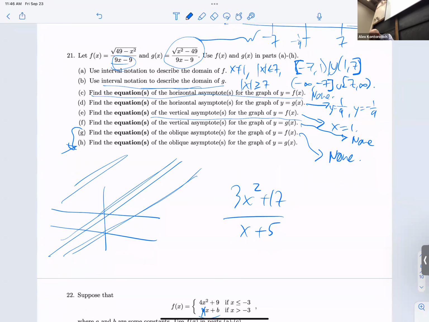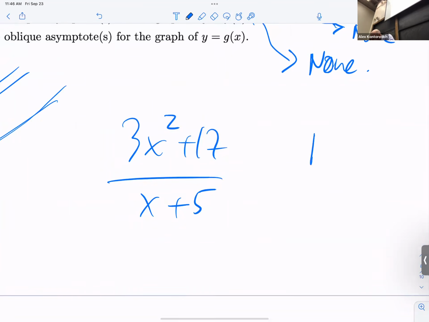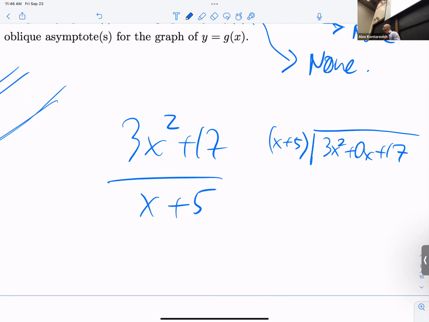So to work out an oblique asymptote, you can do long polynomial division. So let's remember long polynomial division for a second. If I take 3x squared plus 0x plus 17 and I divide it by x plus 5, how would I do that? This is not hard. It's just like regular long division. So if I want to get 3x squared, I'll take 3x, keeping everything aligned. The x's go here, the x squared go here, the x to the zeros go here. So 3x, if I multiply that, that's 3x squared plus 15x.